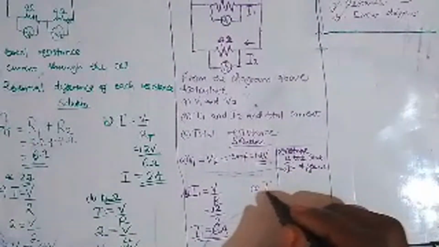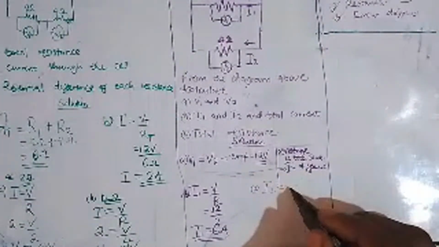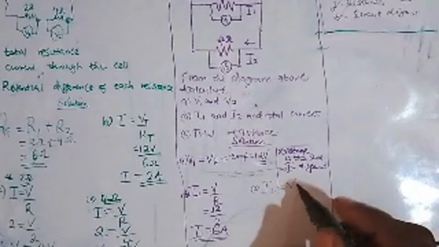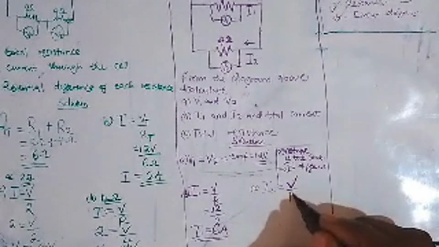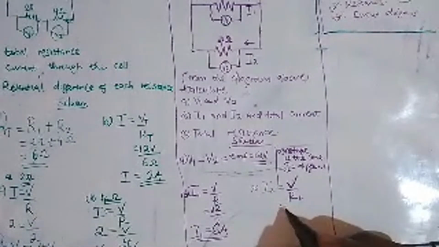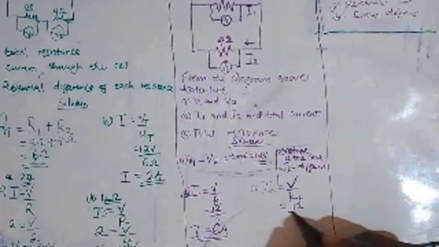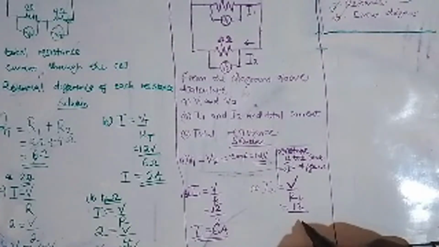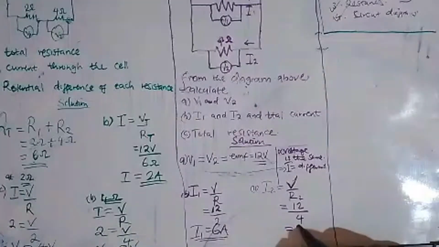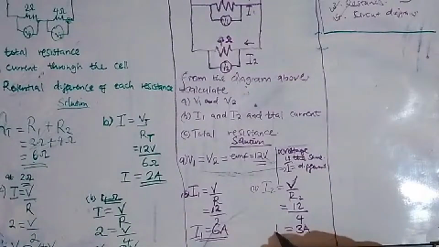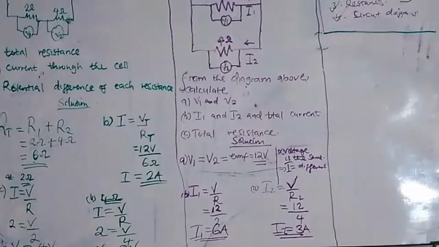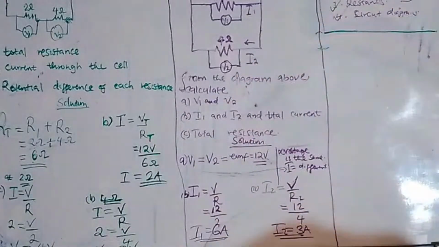So you say the second current is equal to voltage divided by resistor 2. So what is our resistor 2? Our voltage is the same, 12, and our resistor 2 is 4. So that gives us our current to be 3 amps. Meaning we have solved our 2 currents. Now what is the total current?